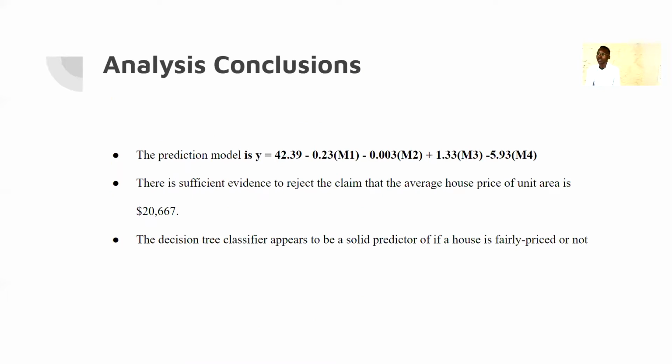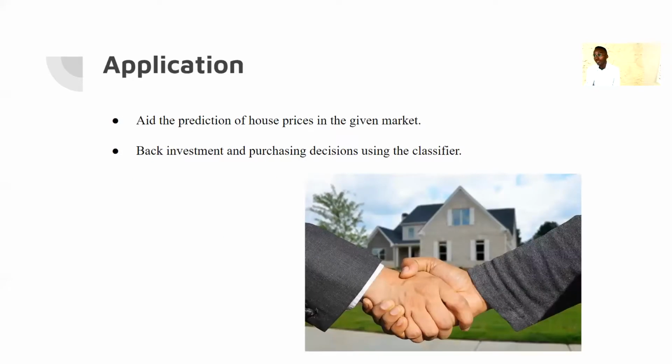So our final conclusions: this is the prediction model of house prices based on a select number of independent variables. And also there's sufficient evidence to reject the claim that the average house price per unit area in that given market is $20,667. The decision tree classifier appears to be a strong predictor of whether a house is fairly priced or not, and that's based on the 84.3% model score. Application: this aids the prediction of house prices, and that's actually the goal of this analysis.